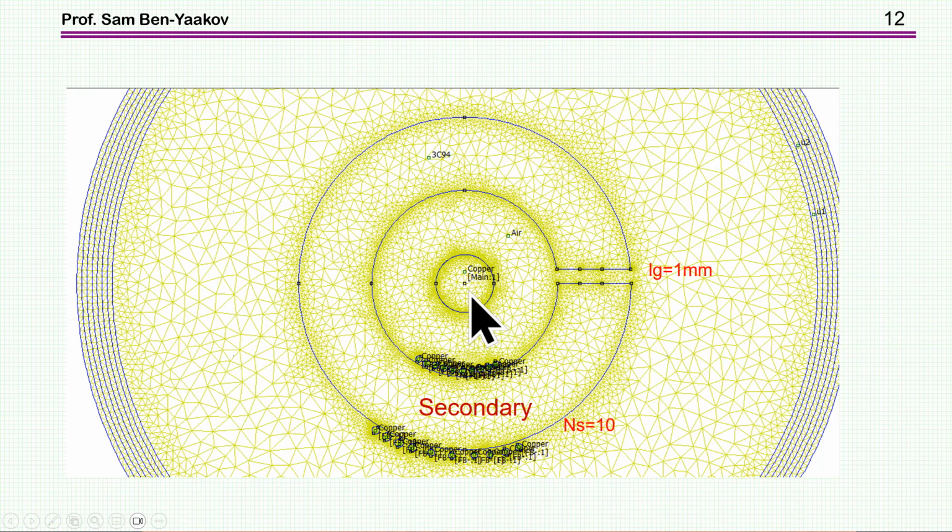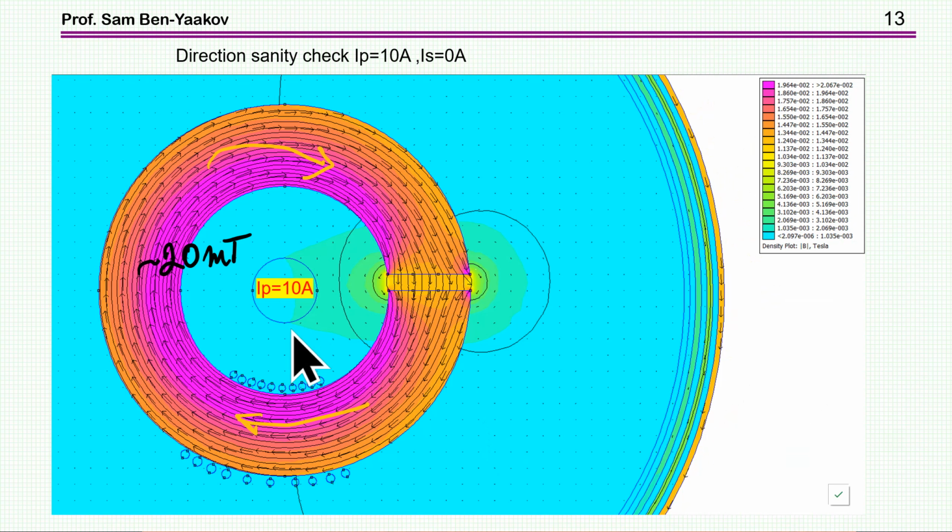It's in the center, and we have 10 turns here. Now, if we are passing 10 amp in the center wire, that is the current that we actually want to measure, and there is no secondary current, then we're going to see this flux within the core, and the maximum here is about 20 millitesla, and this goes this way, the magnetic flux.